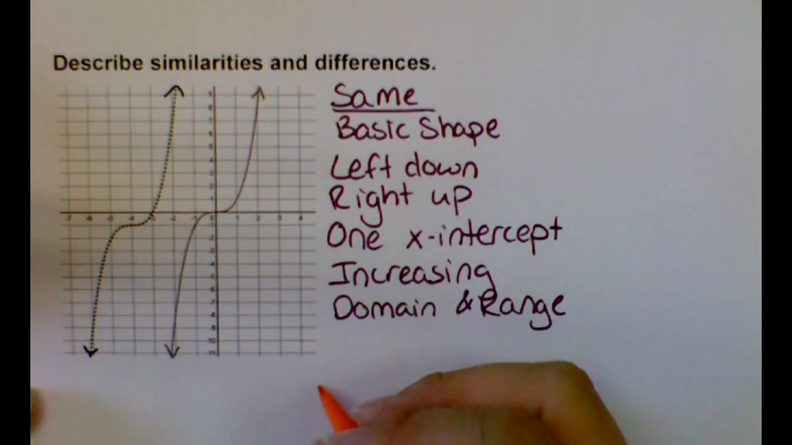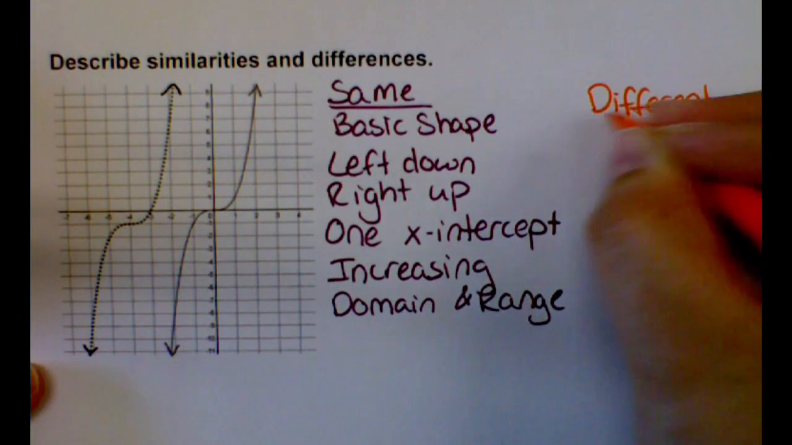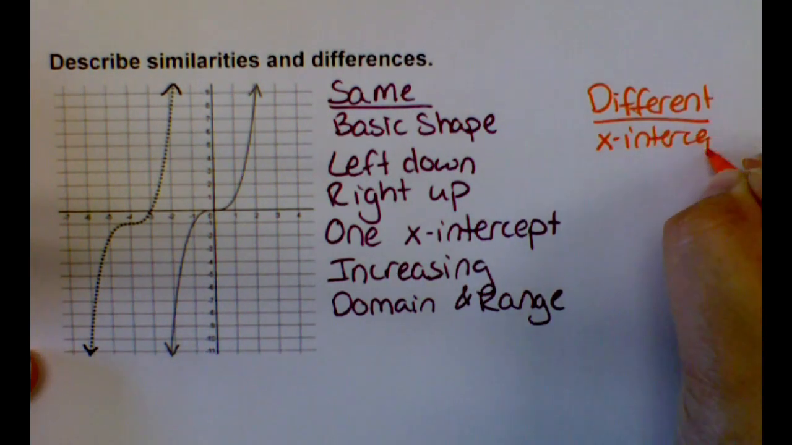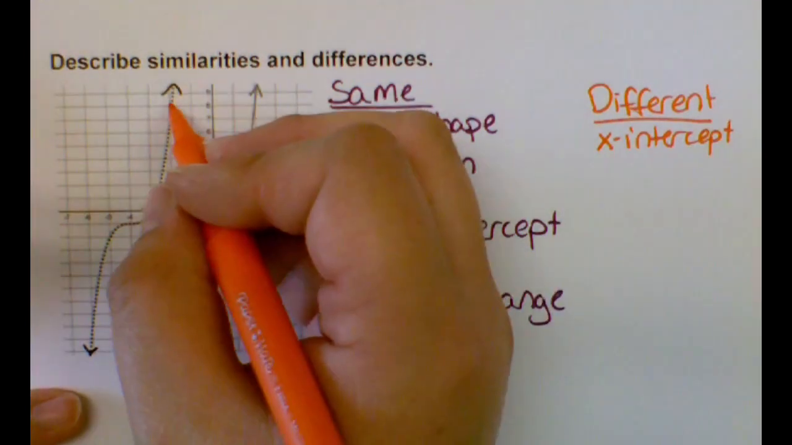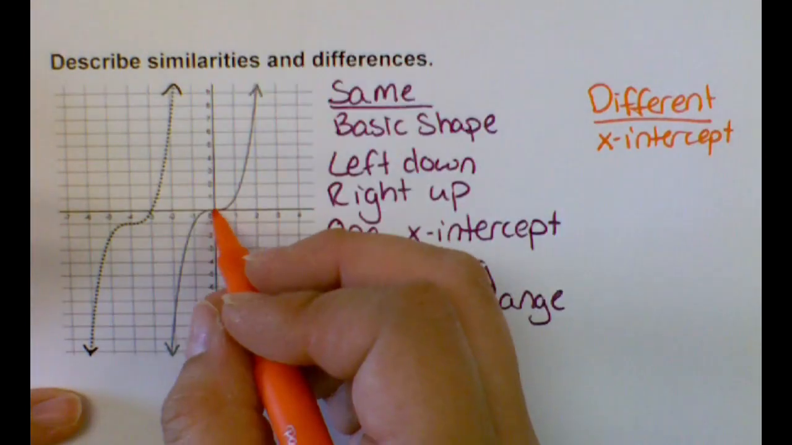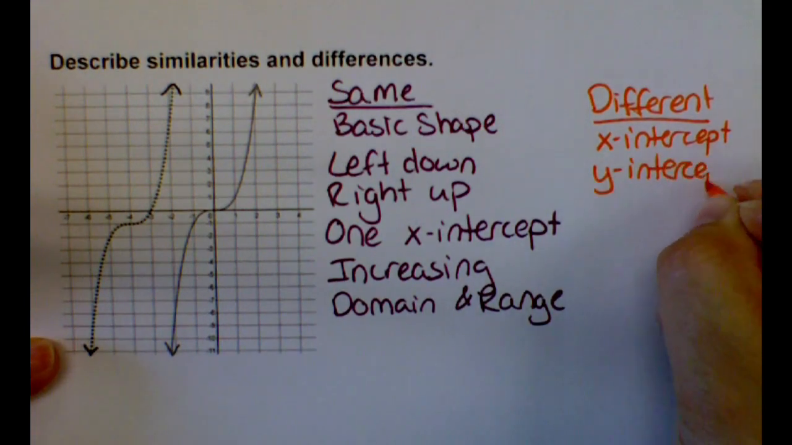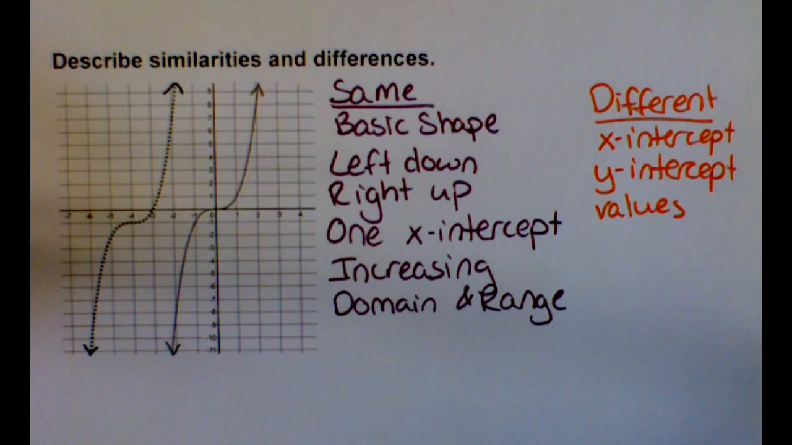Now let's look at differences. They have different x-intercepts. They also would have different y-intercepts because we can't even see this one's y-intercept because it's going to be way up high. Well, there's that one's right there. And obviously the actual values of the function are different. But other than that, they have more in common than they do different because all we did was shift it. All right.